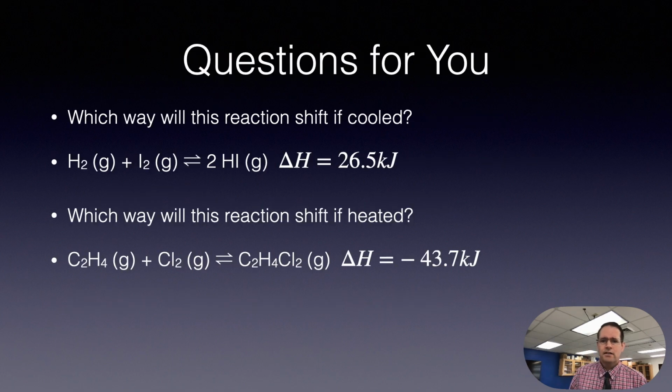All right, here are some questions for you. Now that you understand this a little bit, which way will this reaction shift if cooled? So we've got hydrogen and iodine vapors in equilibrium with HI. And then we have another question, which way will this reaction shift if it's heated? C2H4 and chlorine and all that stuff. I look forward to reading your responses on this.